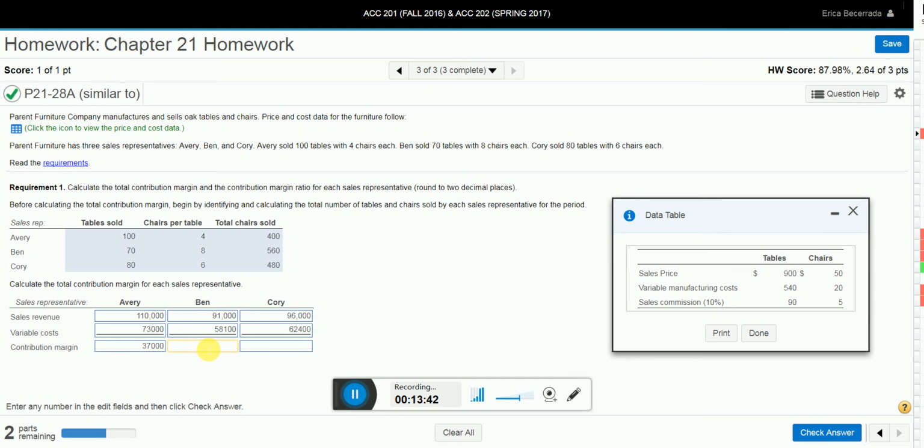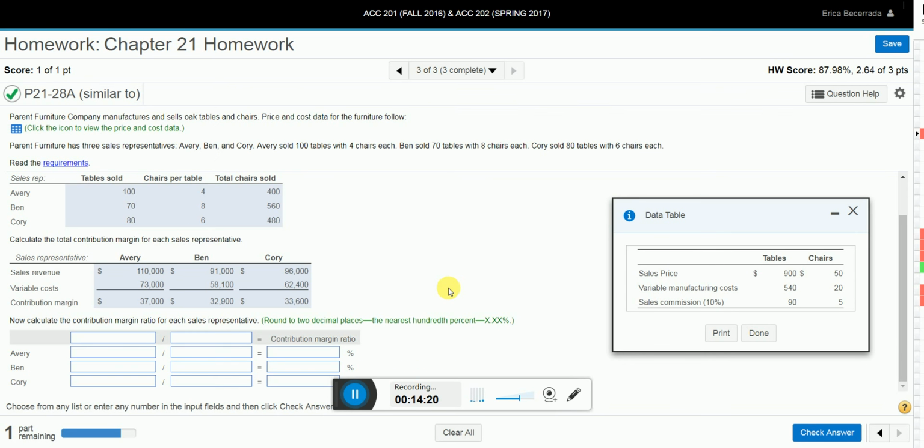We're going to do the same for Ben. So Ben, $91,000 sales revenue minus $58,100. We get $32,900 as his contribution margin. For Corey, sales revenue $96,000 minus variable cost of $62,400. We get $33,600.